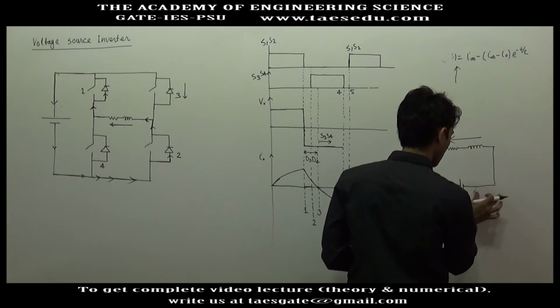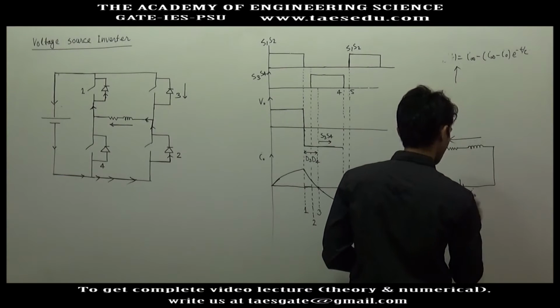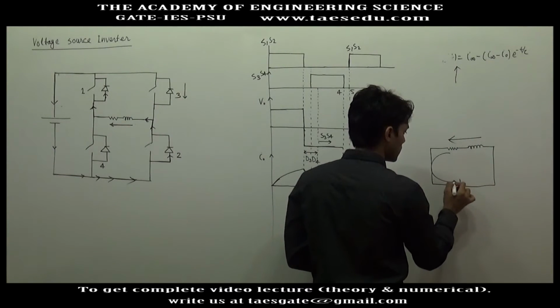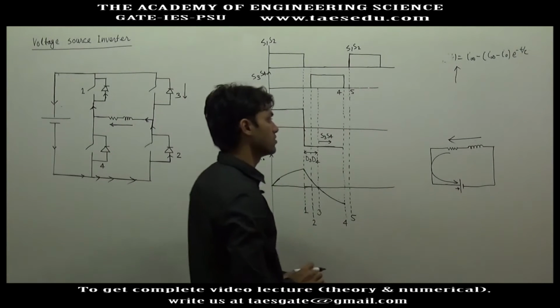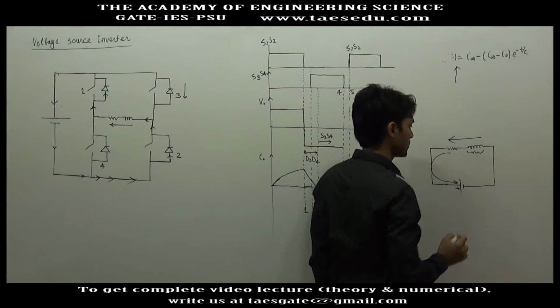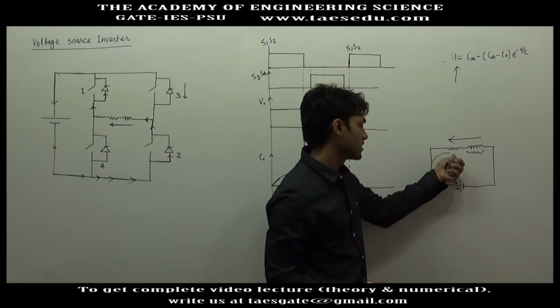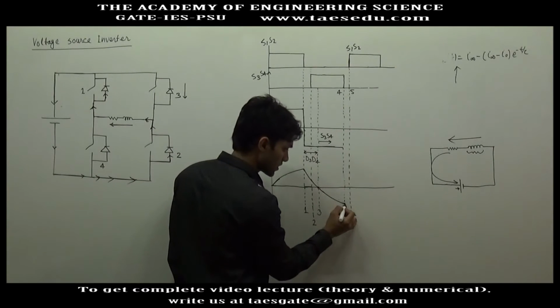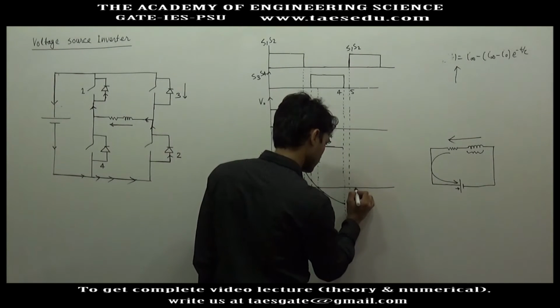Now again, what happened in this case? Output voltage is positive, but again current is entering into the positive terminal of voltage source. So the stored energy of inductor is being dissipated in the resistance as well as in the DC source. So again the magnitude of this current will rise rapidly.